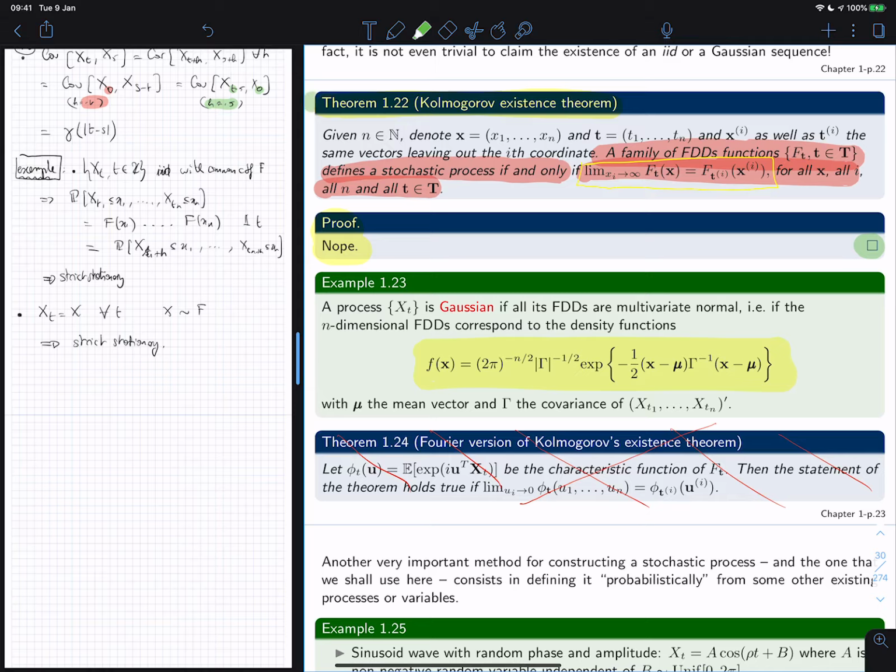you must understand this statement, but really don't worry about the proof, and we won't really be needing that statement in the sequel. But just remember that it gives us a sufficient condition for the existence of a process with a given FDD. Okay.